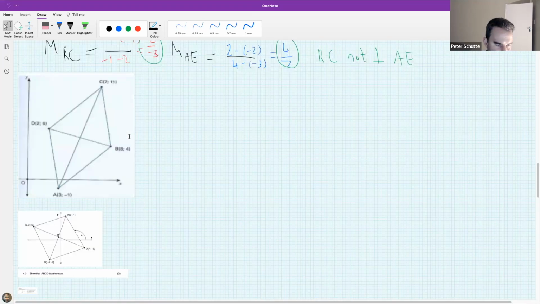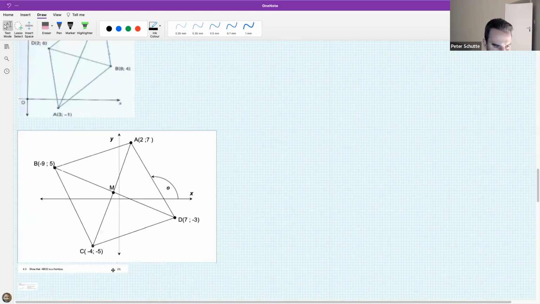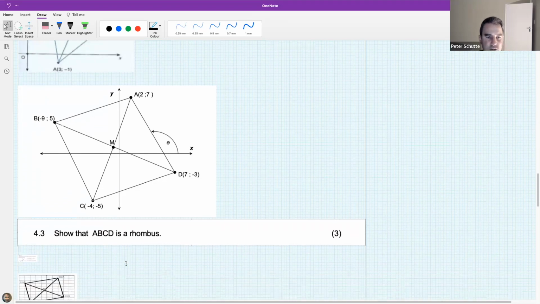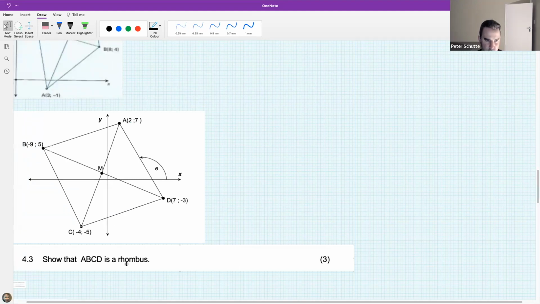Okay, let's go back to what we were doing. And let me ask you to do this question here. This one says, show that ABCD is a rhombus. Now, in the last example, I gave you a clue how to do this. And there's 2 parts to it. I'll take questions from the class if you're unsure, but I'd like you to try and do it solo if you can. And yeah, ask a question if you're unsure.